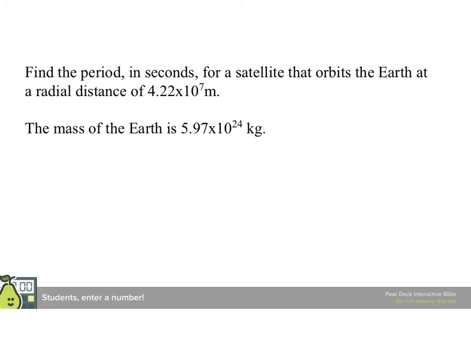Find the period in seconds for a satellite that orbits the Earth at a radial distance of 4.22 times 10 to the 7 meters. The mass of the Earth, by the way, is 5.97 times 10 to the 24 kilograms.